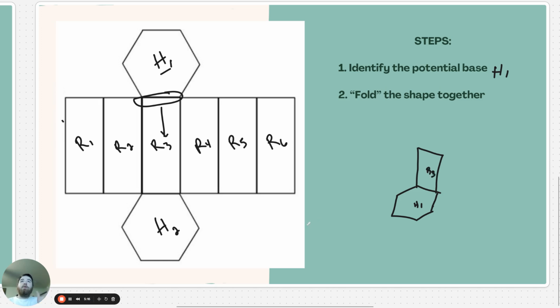And so from there, we're going to start to fold that around. And so you can see there's going to be another rectangle here. That would have been R4. There's going to be another rectangle here. That's going to be R5. There's going to be another one here. So that would be R6. And then now we're back at the beginning. So we'd have R1. And then we would have R2 right here. Looks kind of messy there, but that's what you're going to end up seeing right there.